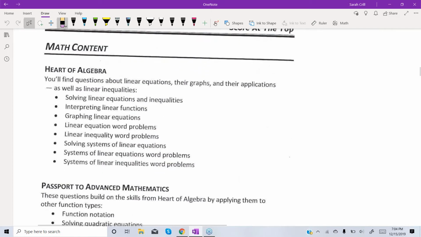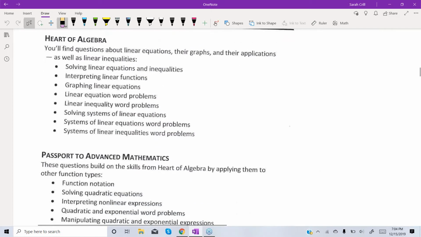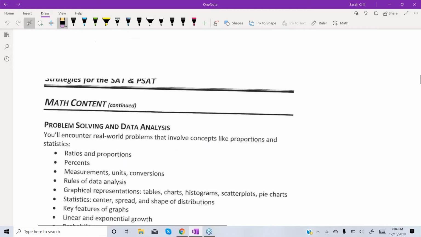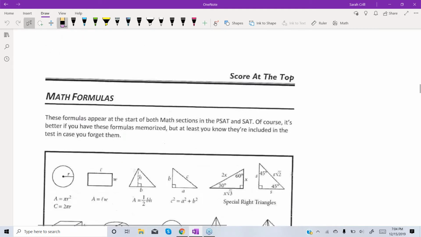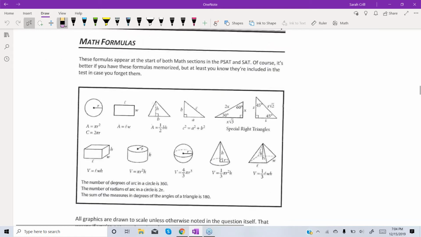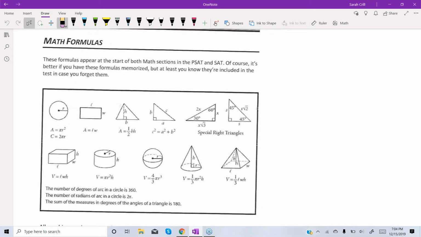So we have a list of particular math ideas and concepts that you should probably know for the test. And you should know that you do get a math formula sheet for each section. So these are all of the formulas that actually show up on the test. They give you the area and circumference of a circle, the area of a rectangle, stuff like that. You really should know everything except for maybe these.